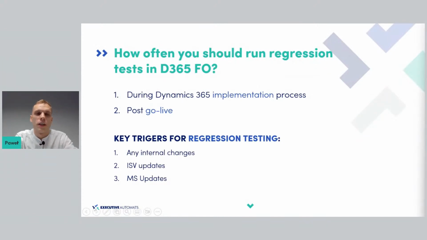Okay, so first we will speak about how often we should perform the regression test. There is no constant period when we should perform regression tests, but we can split this topic into two phases: regression tests during the Dynamics implementation process, or regression tests during post-go-live. During the implementation process, test automation can significantly speed up the delivery of the implemented solution. But test automation should be considered and planned in detail during the initial stage of the project.